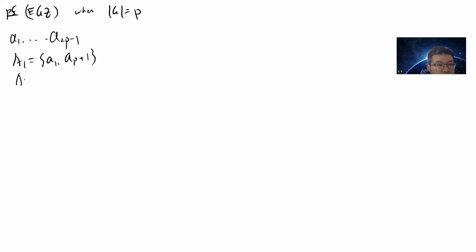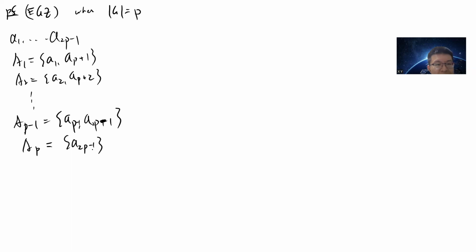Now we can prove the result, the EGZ theorem when G has prime order. The idea is that you take a1 up to a_{2p-1}, and you take all these elements. Now you consider A1 as the set {a1, a_{p+1}}, and A2 as the set {a2, a_{p+2}}. Keep going until A_{p-1}, which is {a_{p-1}, a_{2p-1}}. And the final singleton set is A_p, which is {a_p}.